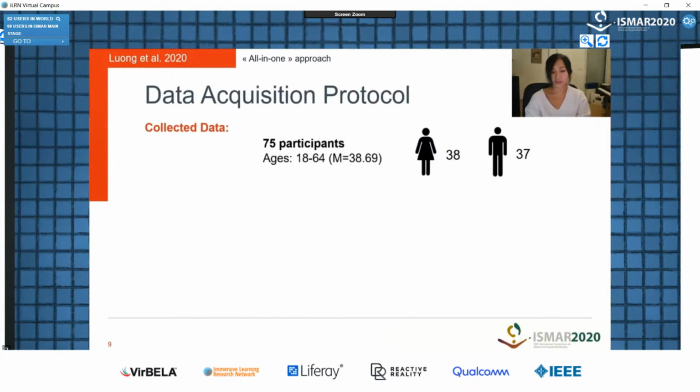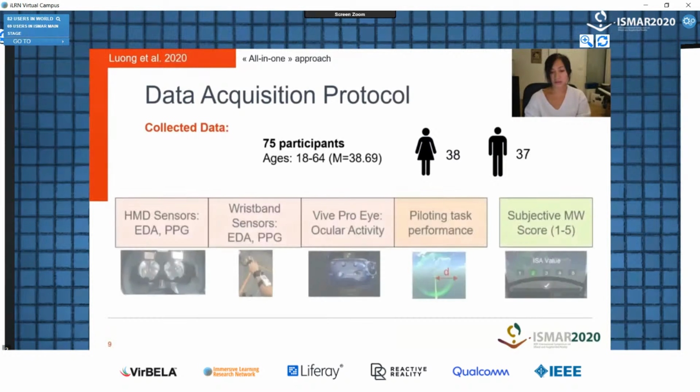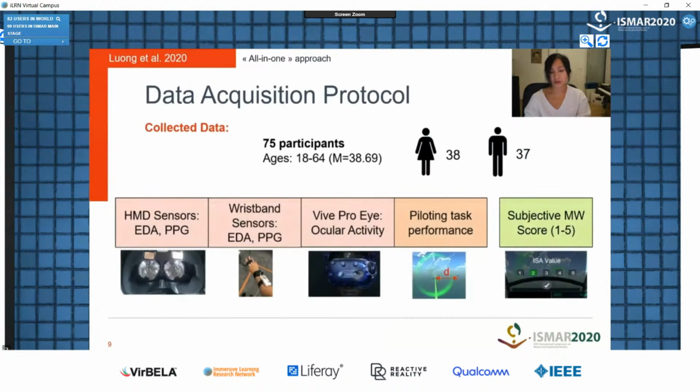We had 75 participants, and we collected several types of measures. First, we collected physiological measures using the HMD sensors, using the commercial grade sensors, and using the micro eye tracker. We also recorded the user's piloting task performance, so we recorded the distance to the trajectory the user had to follow during the data acquisition protocol. And finally, we also recorded the user's subjective mental workload score.